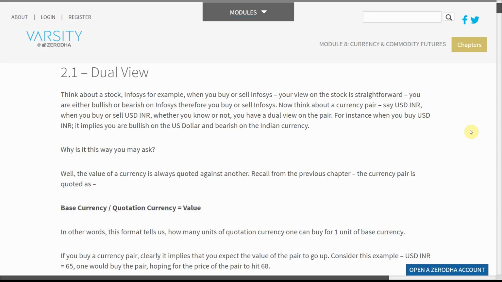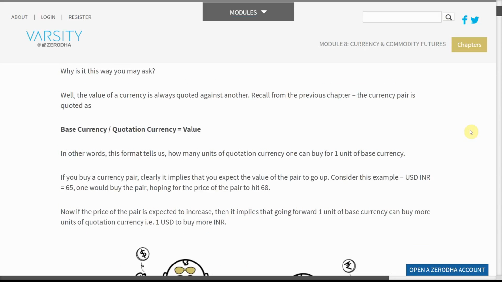Now think about a currency pair, say USD INR. When you buy or sell USD INR, whether you know it or not, you have a dual view on the pair. For instance, when you buy USD INR, it implies you are bullish on the US dollar and bearish on the Indian currency. Why is it this way, you may ask? Well, the value of a currency is always quoted against another.